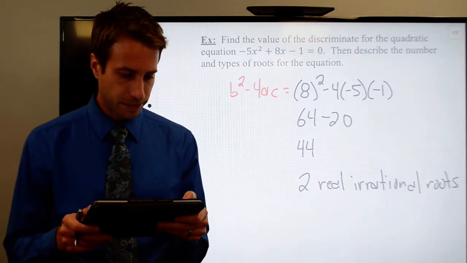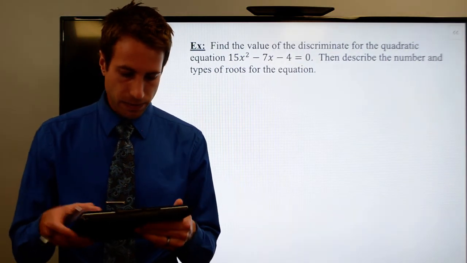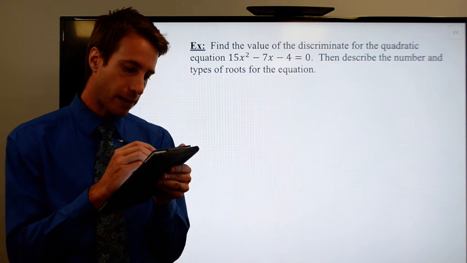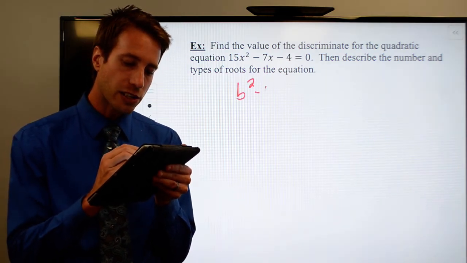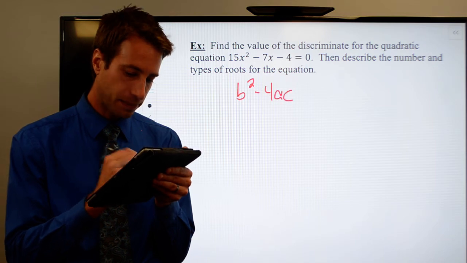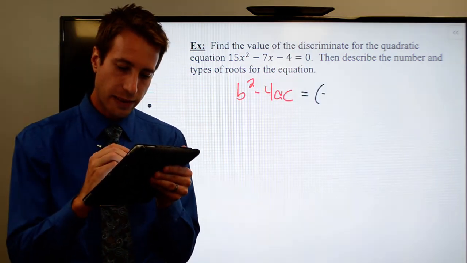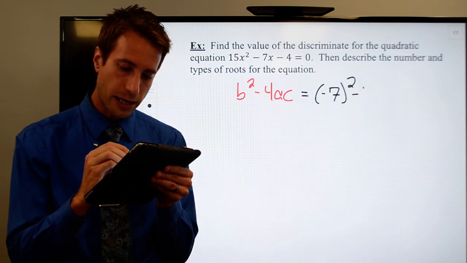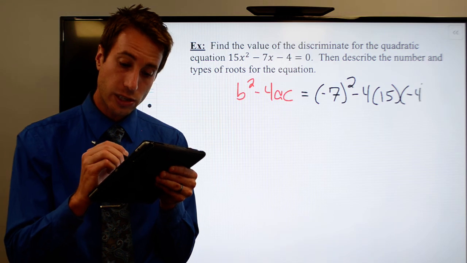Let's try another one. And this one, I got to do the discriminant, which is going to be b squared minus 4ac. My b is a negative 7, so negative 7, which I will square, minus 4 times a, which is 15, times c, which is a negative 4.